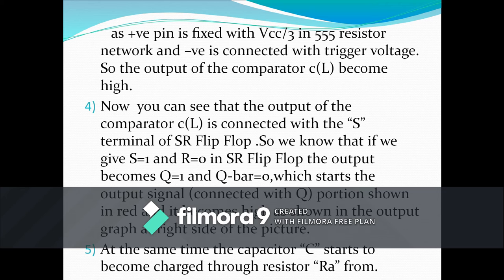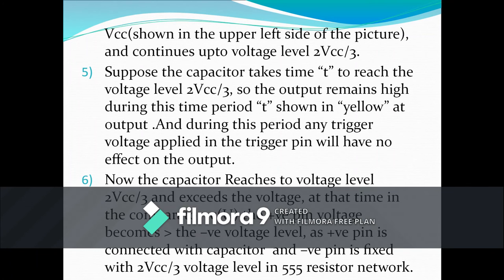So now after this is done, the capacitor starts to charge through the resistor A. Through the resistor A we get 1/3 of the VCC, that is what is given here, and it continues up to the voltage 2/3 of the VCC.